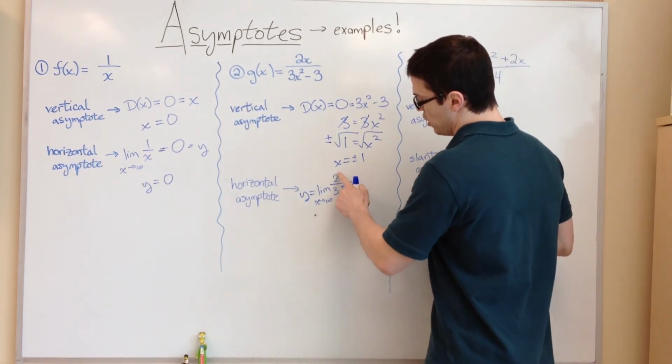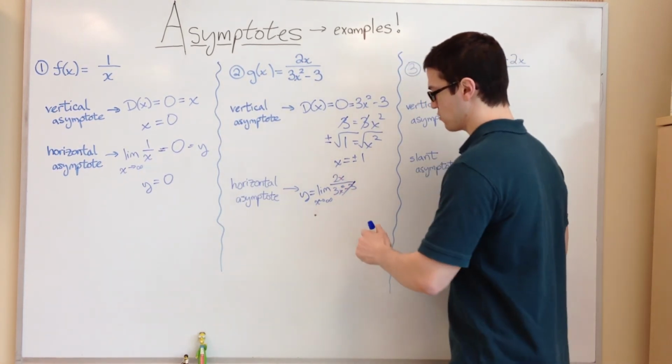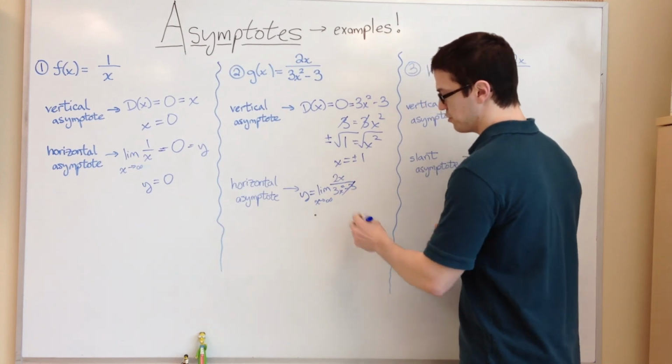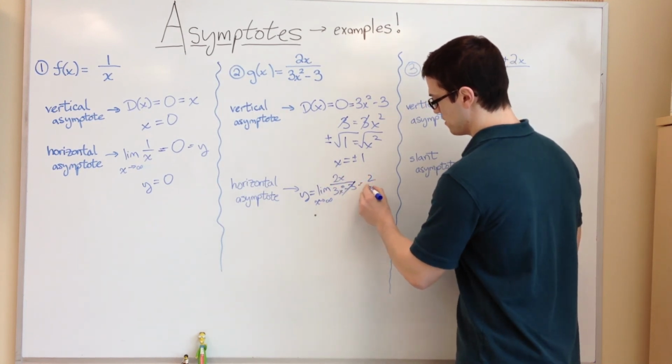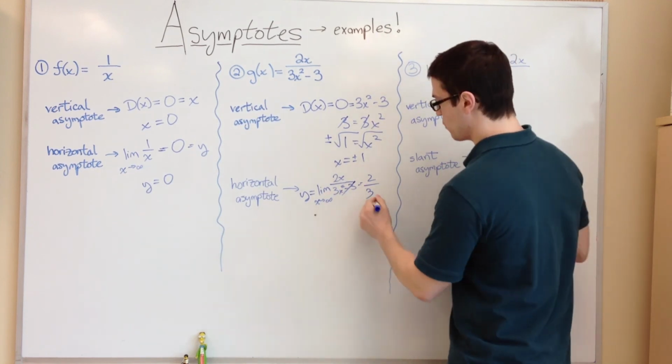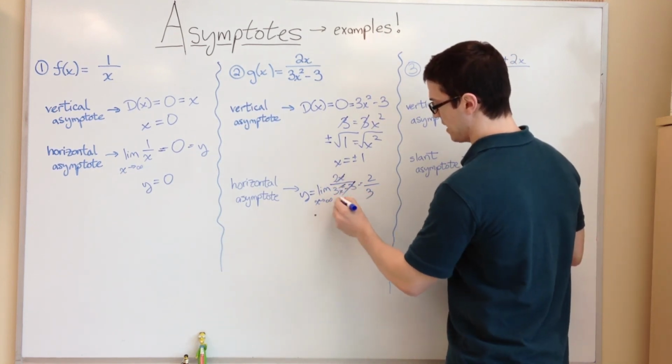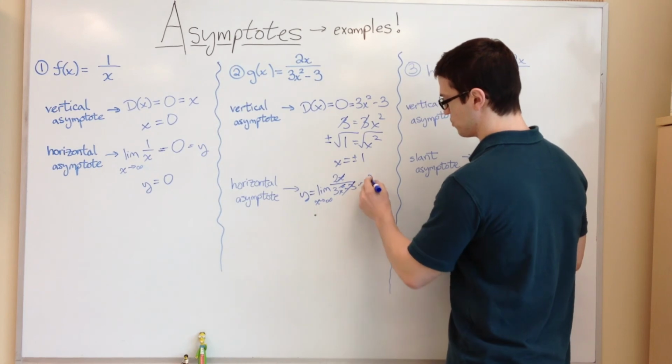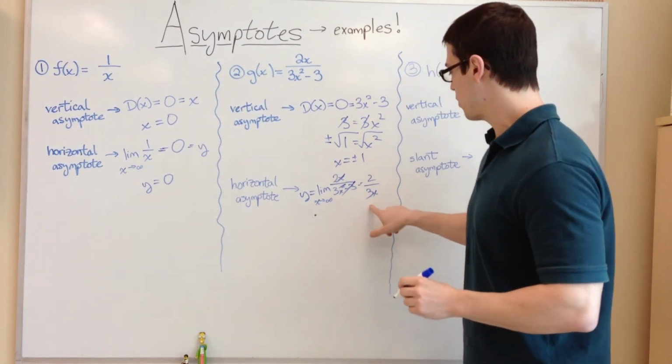So that means that we have 2x divided by 3x squared. Now this simplifies to 2 over 3, and then x divided by x squared is just, these x's cancel and you end up with just an x on the bottom. So it's 2 over 3x. But this x is going to infinity.